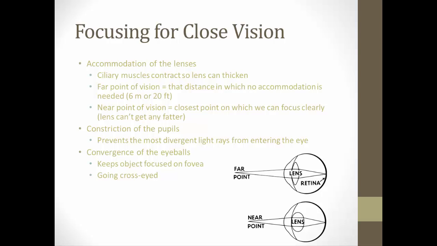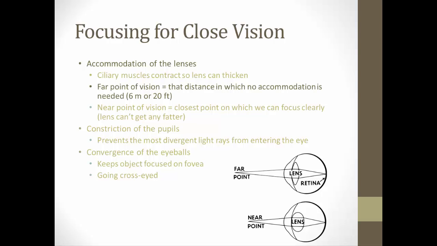That brings us to two terms called the far point of vision and the near point of vision. First, the far point of vision. The far point of vision is the distance in which no accommodation is needed. So typically when you're looking at a distance out 6 meters or 20 feet away, that distance is so far out that the light's coming into our eye pretty much parallel to each other. Those light rays are parallel to each other. So you really don't have to bend it that much, so we don't need to accommodate. We don't need to contract the ciliary muscles to make it thick.